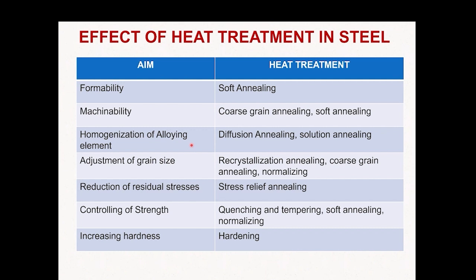So pag na-flattened na yung mga crystal mo, so you wanted magkaroon ng adjustment on grain size, and also kapag gusto mong magkaroon ng stress relief annealing. Okay? So mga rolling mills. And then if you wanted na mas mataas ang strength, so you wanted your metal to be quenched and then temper or soft annealing, and then of course normalizing.